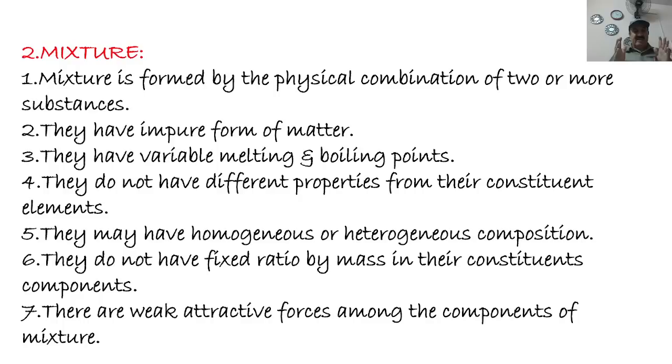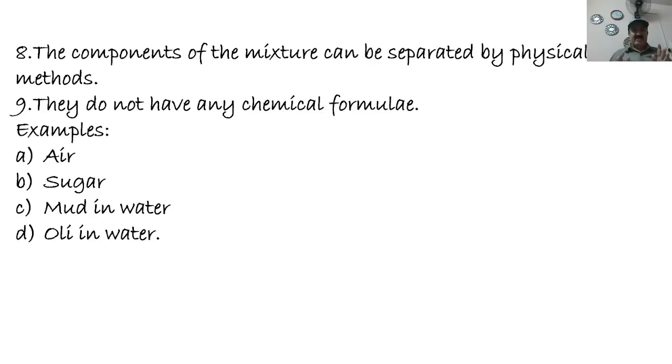Number seven, they have weak attractive forces among the components of the mixture. Number eight, the components of the mixture can be separated by physical methods. Number nine, they do not have any chemical formula. For example, air has no chemical formula. Sugar has one, but sugar in water has no chemical formula. Mud in water has no chemical formula. Oil in water is also a mixture.